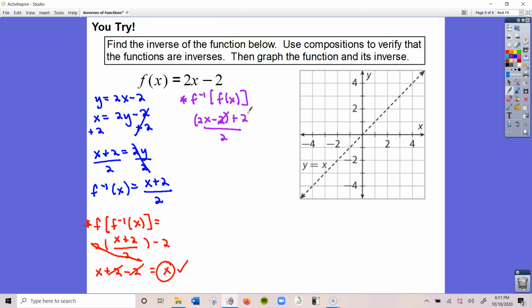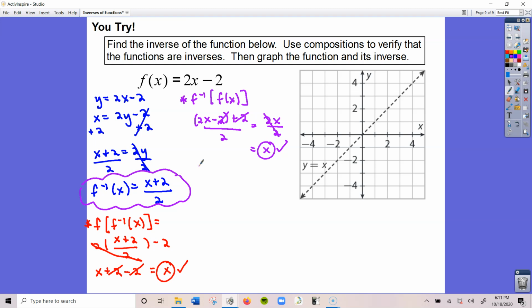Now, you always want to simplify your numerator as much as possible before you move on. So this equals 2x over 2, which those 2's cancel. So I'm left with x. So my compositions check out. They both equal x, meaning that my inverse is correct.